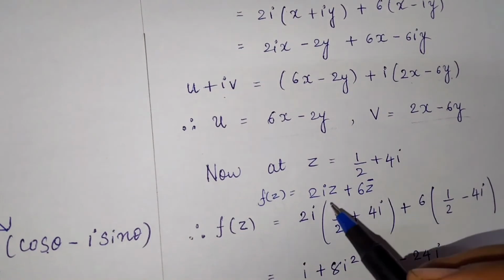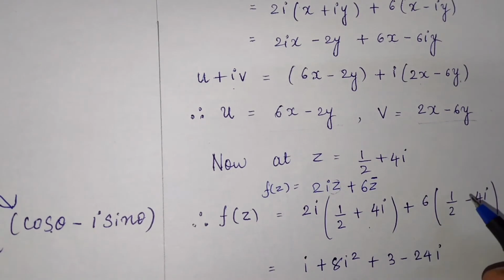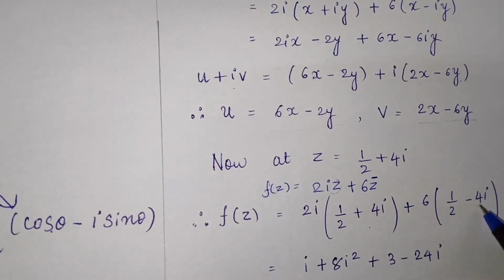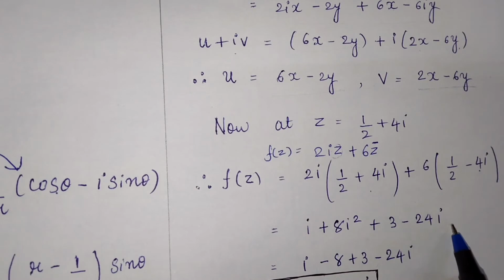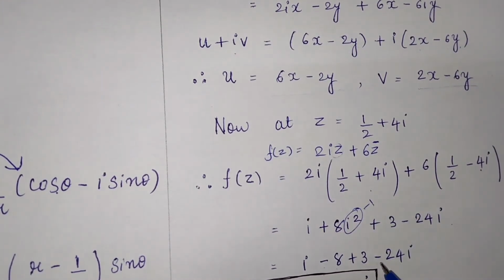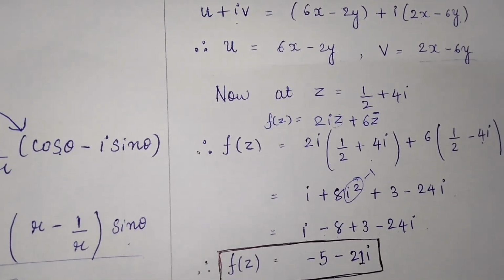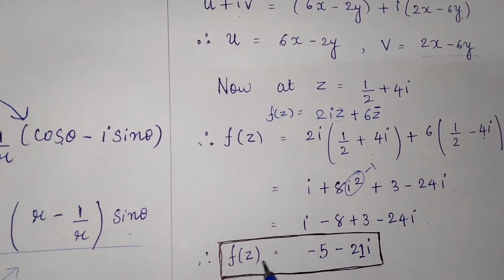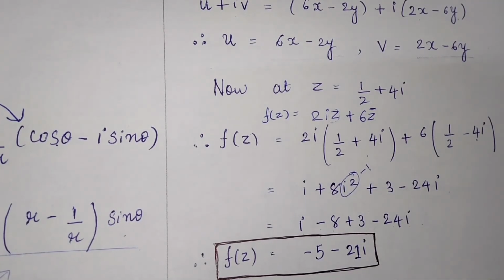So here in place of z I have to write this value 1 by 2 plus 4i, and its conjugate will be 1 by 2 minus 4i. Okay, and solving it further we will get i plus 8i square plus 3 minus 24i. But again the value of i square is minus 1. So we will get i minus 8 plus 3 minus 24i, and that is equal to minus 5 minus 21i. So this is the final value of f of z which we got when we put this value. Okay, so f of z will be minus 5 minus 21i.